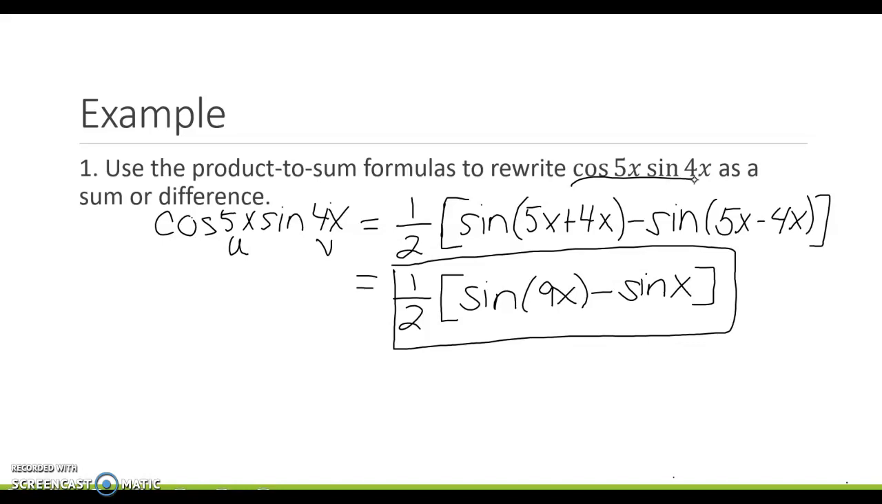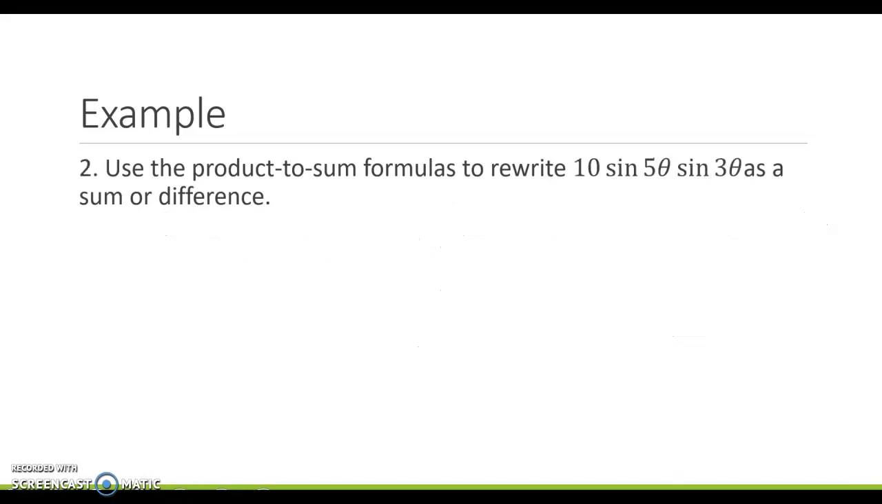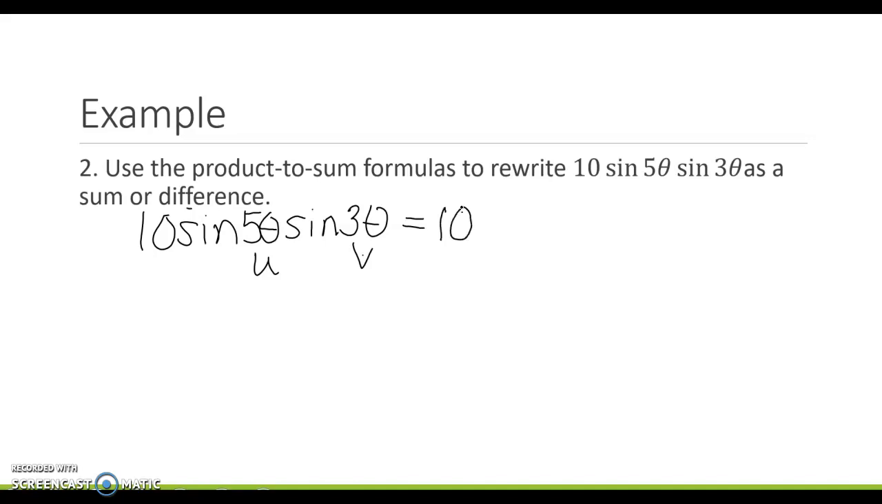Okay, let's look at another one. So in this one, again, we are going to rewrite this product as a sum or difference. This time we have a number out in front. Not going to change it too much. So I have 10 sine 5 theta times sine 3 theta. Okay, 5 theta is going to be my u, 3 theta is going to be v. And when I rewrite this one, we're just going to keep the 10 out in front for now. Okay, and I'm going to substitute my identity for this part.